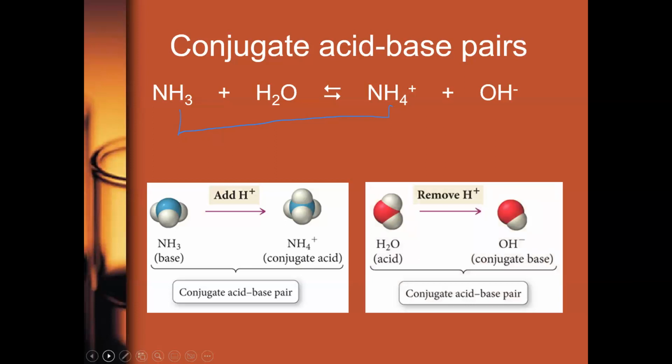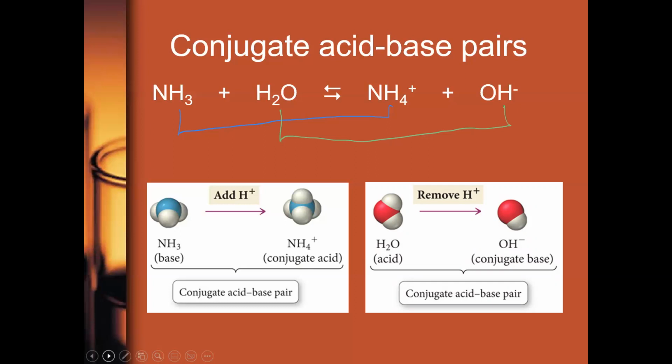And then you can also notice that water is most similar to that hydroxide ion. It only differs by one hydrogen. It decreases by one hydrogen, meaning it loses a hydrogen, acting as an acid, and becomes the hydroxide, which is going to be our conjugate base. So if you're given a reaction, you should be able to identify what is the acid and its corresponding conjugate base, and what is our base and its corresponding conjugate acid.